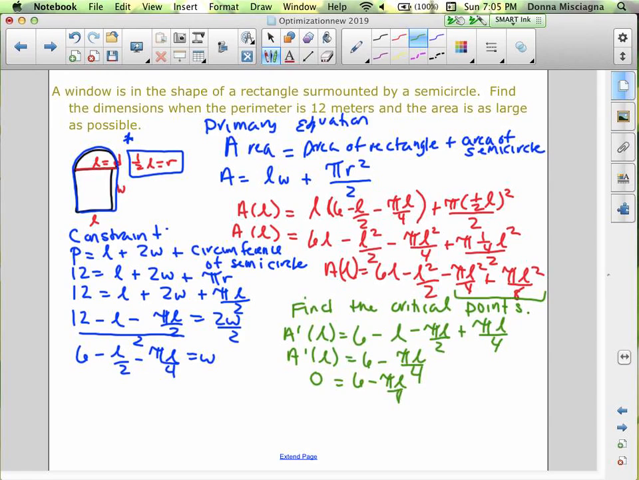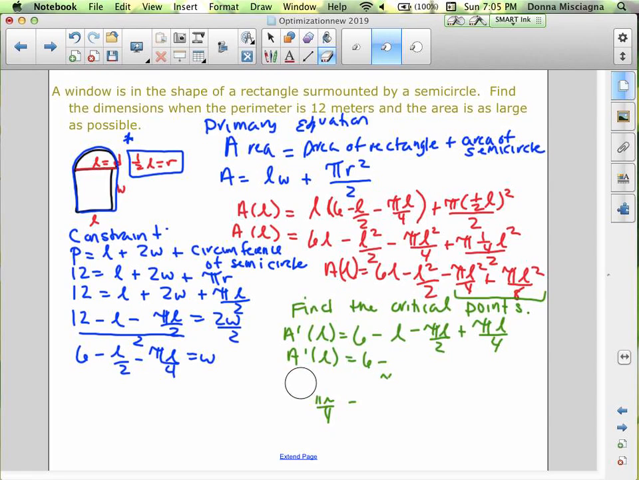Let us move the pi L fourths. So pi L fourths equals, oops, did I lose something? Yes, what is it? I don't like one term. Yeah, it's a lot easier when you leave off a term. 6 minus L minus pi L fourths. All right. Now, that's not as pretty to solve, is it? All right, let's see what we can do about that one.